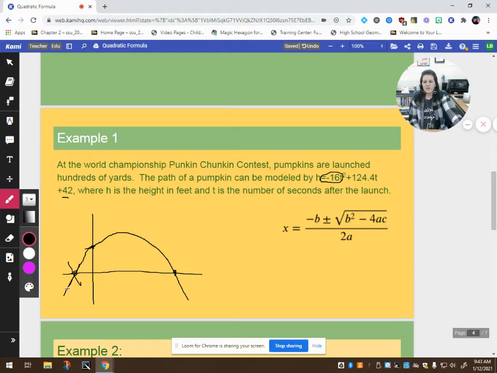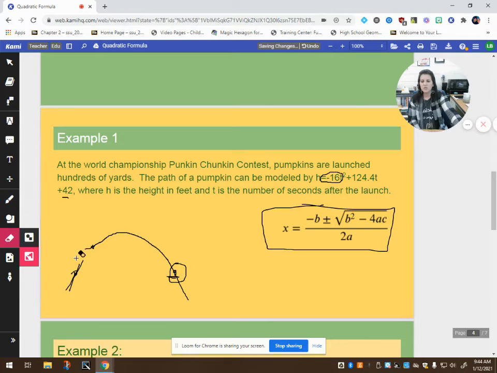And I know that this isn't going to make any sense in terms of this pumpkin chunkin contest problem, because the pumpkin's not going to hit the ground before it's ever launched. It might be sitting on the ground, but this is kind of irrelevant. So we're going to be able to find 2 roots, but the only one that's going to make sense in the context of this problem is this one out here. So let's use this quadratic formula and get started.